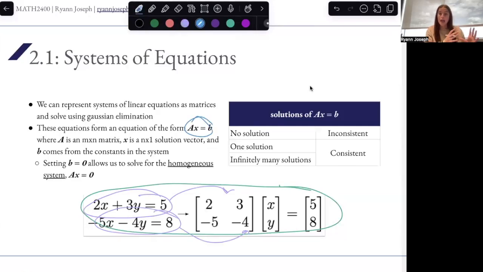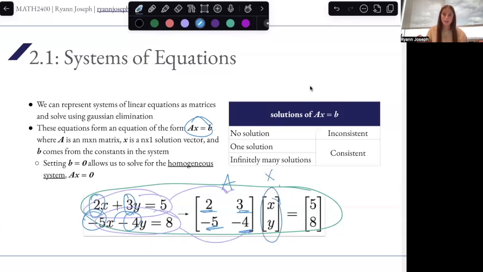A is going to be something called our coefficient matrix, which is where we put our coefficients. So in this example, 2, 3, -5, and -4 are our coefficients. They go in their corresponding spots in my coefficient matrix A. X is going to be a column vector. It's always going to be a column vector. And remember, column vectors are n by 1 matrices, so they have multiple rows but only one column. So this is my column vector X.